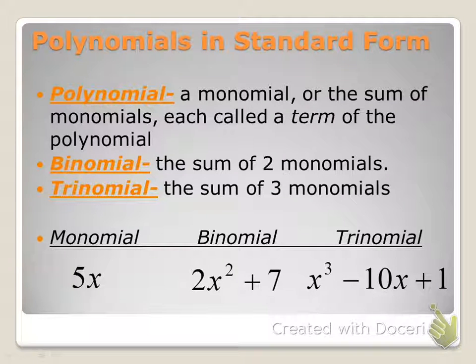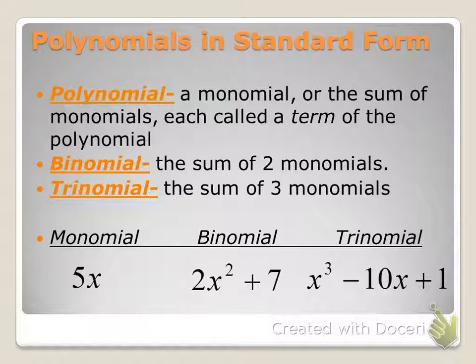Polynomials are monomials. Okay, we all know what those are. That was last chapter. They're monomials or the sum of monomials. Technically speaking, it could be the sum or difference of monomials. Subtractions are okay, because honestly you could just rewrite it as addition of a negative, so subtractions are good too. And each monomial we call a term of the polynomial.